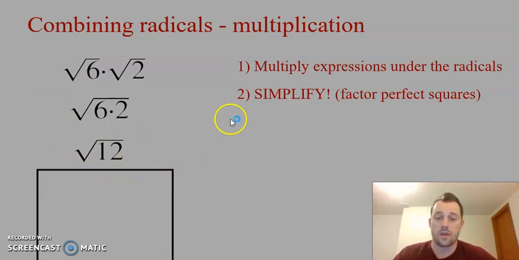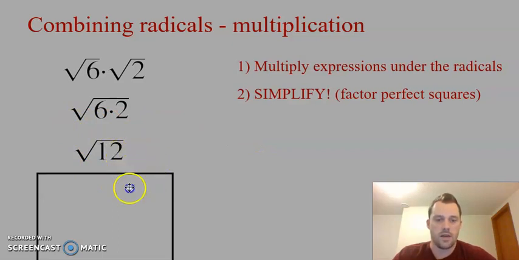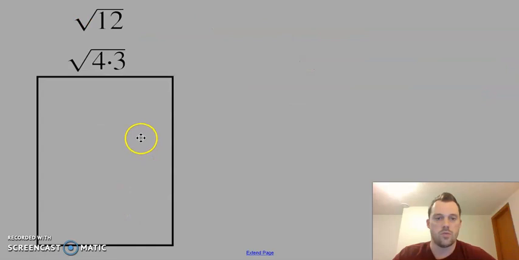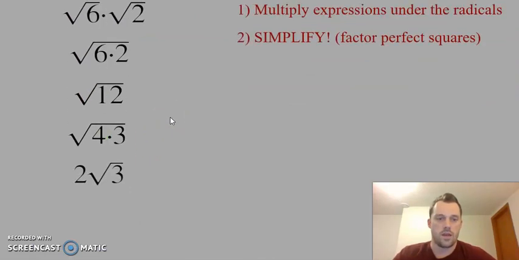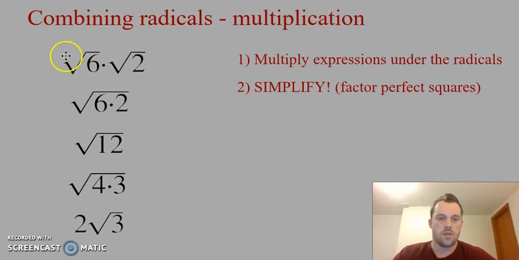But we always want to think, is there anything more I can do to simplify? So we want to look for perfect squares that we can factor out. I know that 4 times 3 is 12, and square root of 4 is 2. So we end up with 2 root 3 as the product of these two radicals.